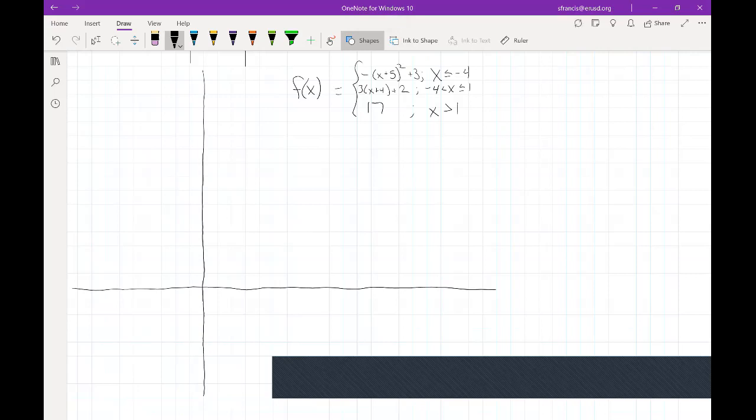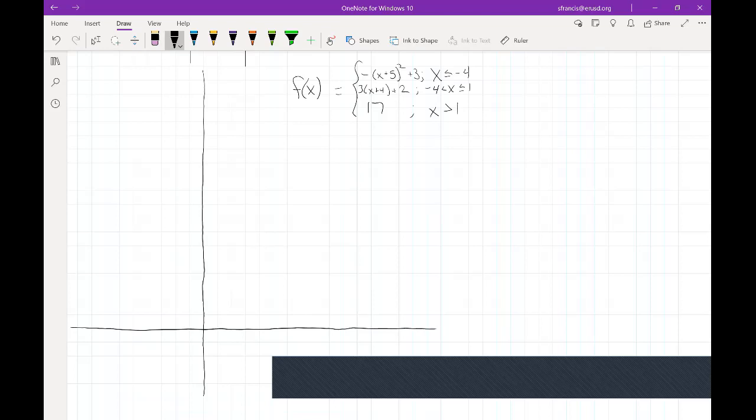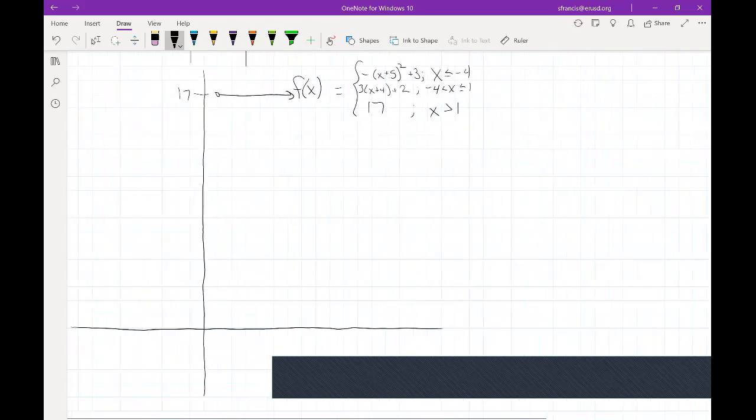Wow, it's a bad horizontal line, but it's fine. Let's see. I need to move it down a couple anyway. All right, 1, 2, 3, up to 17, I think. Okay. So when x is greater than 1, I would put an open circle at 1, and I would draw the graph of 17 just with an arrow in that direction, looking something like this.